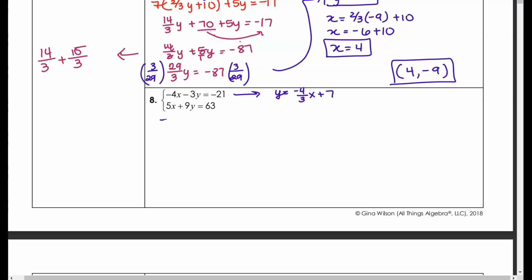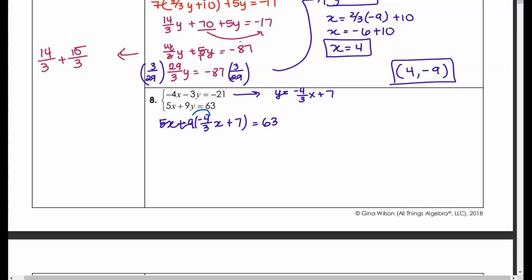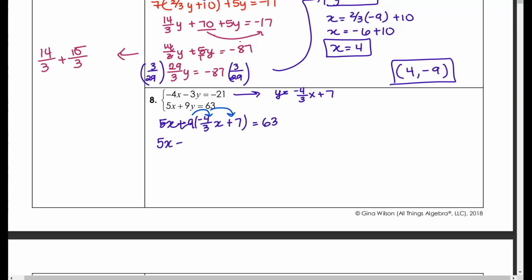So we're going to end up with 5x plus 9 times negative 4/3 x plus 7 equals 63. Let's go ahead and distribute that 9. And so we end up with 5x plus, and then a 9 times a negative, right? That's going to be a negative.